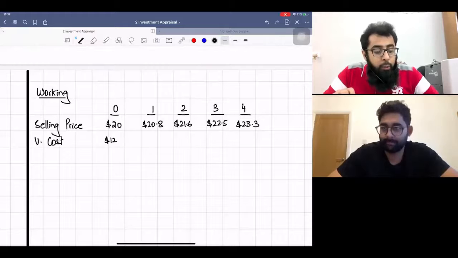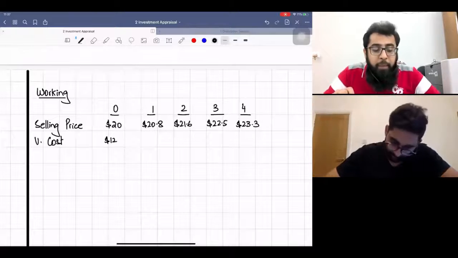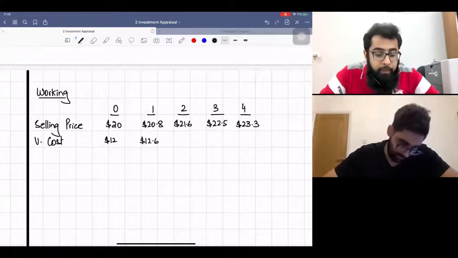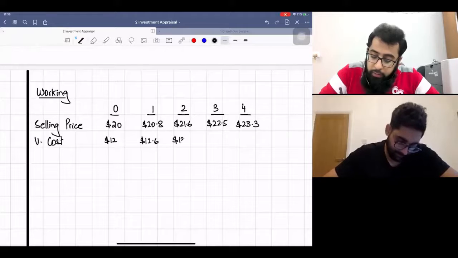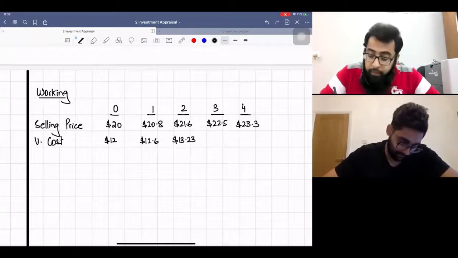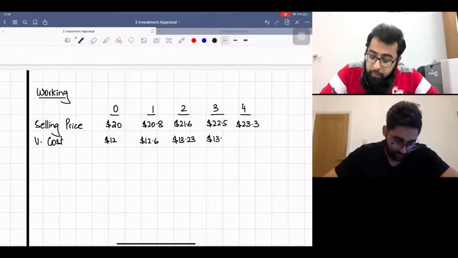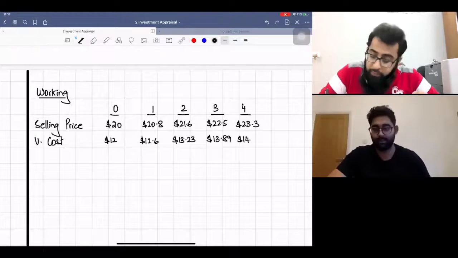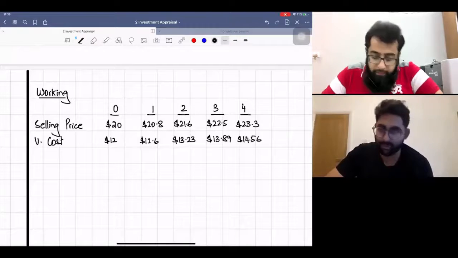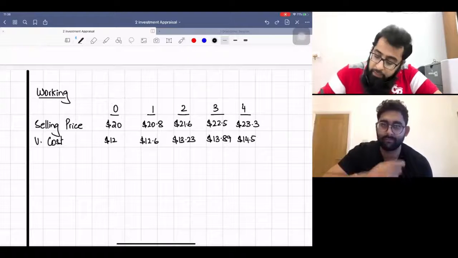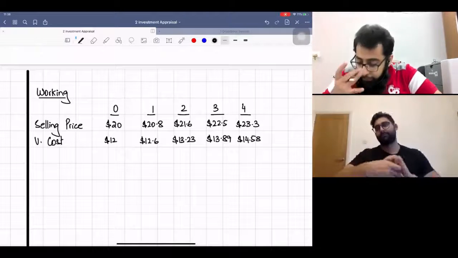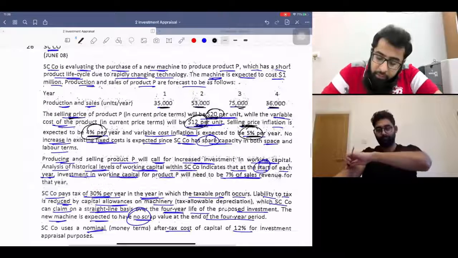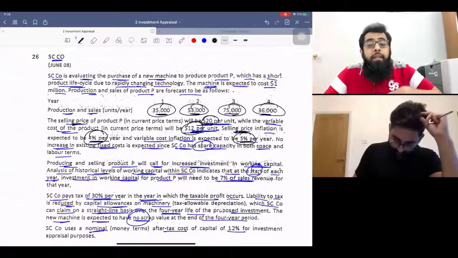And then 12 multiplied by 1.05 is the inflation for variable cost: 12.6, then 13.23, then 13.9, or 13.89, and then 14.56. So this is the selling price and the variable cost. The number of units are 35,000, 53,000, 75,000, and 36,000.